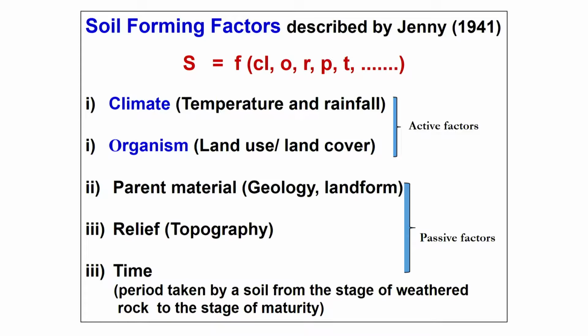Slope means what kind of slope. If slope is very steep or slope is gentle, then different soils will be developed. And how old these soils are, that we call the time period taken by soils from the stage of weathering rock to the stage of maturity.